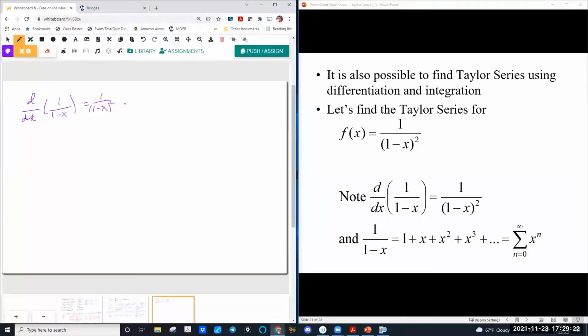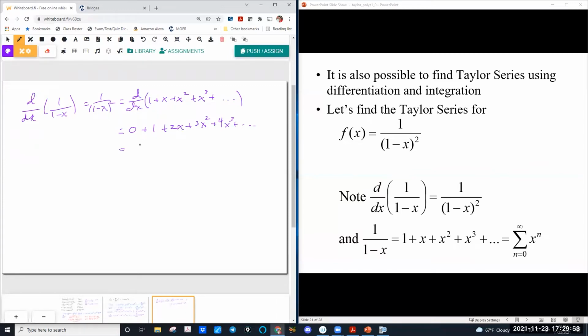So if we want to find its Taylor series, we want to do the derivative of the Taylor series for 1 over 1 minus x. So 1 plus x plus x squared plus x cubed plus dot, dot, dot. Very similar. We just take the derivative term by term. So we end up with 0 plus 1 plus 2x plus 3x squared. Next one will be 4x cubed plus dot, dot, dot.